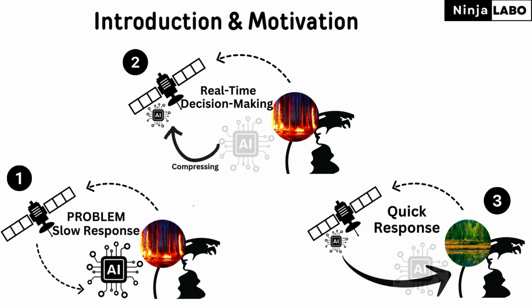This takes a really long time, causing slow responses. At stage 2, what we do at Ninja Labo is compress big AI smaller so the satellite can process data directly in space without downloading data back to Earth. At stage 3, this quick response with small AI would avoid natural disaster damage.